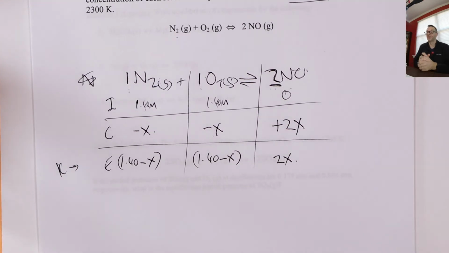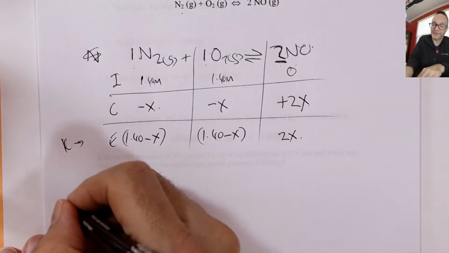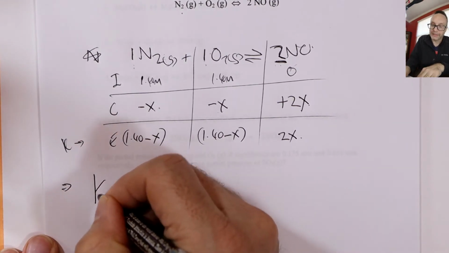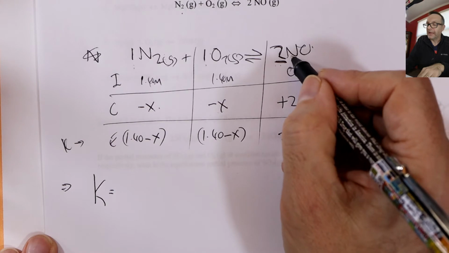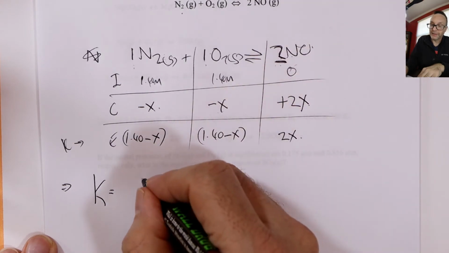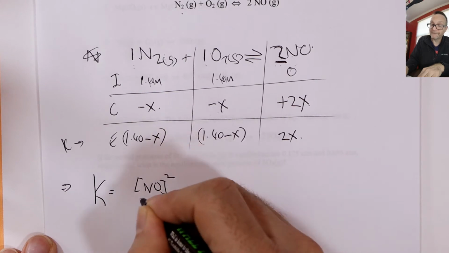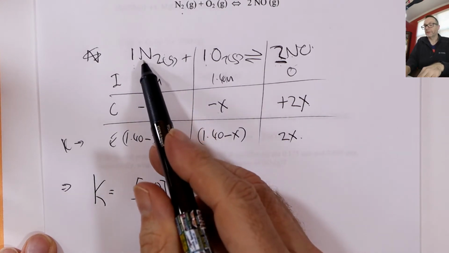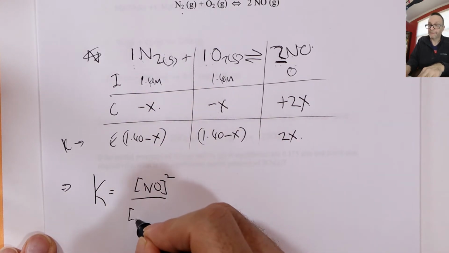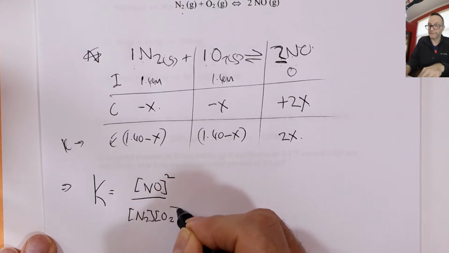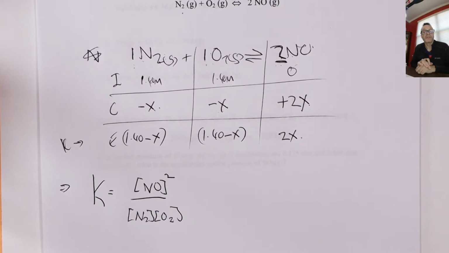Fantastic. Now, K, which we have a value for, equals products, NO, and it's 2 of them squared, over reactants, one of each. Just multiply them out. Fair enough.